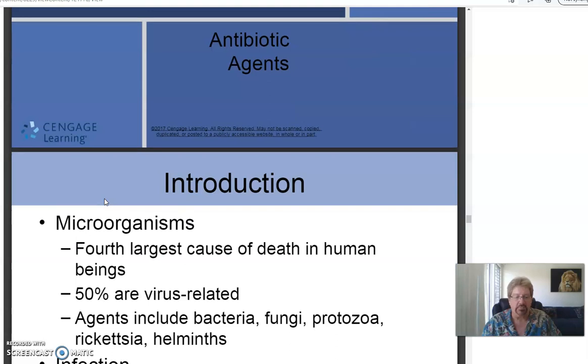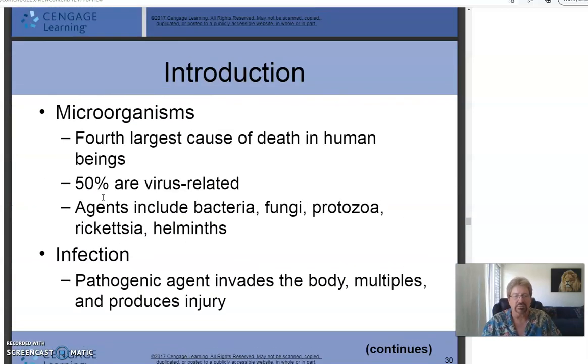Unit 15, antibiotics. Microorganisms, 4th leading cause of death in human beings. 100 plus years ago, it was the leading cause until the accidental discovery of penicillin by Alexander Fleming, and they developed modern antibiotics from that. Now, of course, like everything else that mankind messes with, they've messed it up because they use too much of it, and it's caused a lot of problems. Microorganism, 4th leading cause, 50% are virus related. Do I have to say COVID-19? Agents include bacteria, fungi, protozoa, rickettsia, and helminths, which are worms.